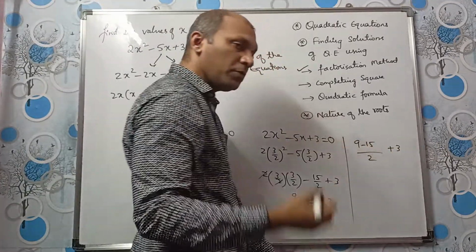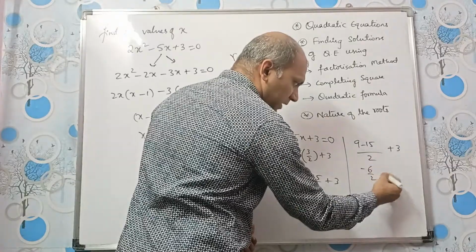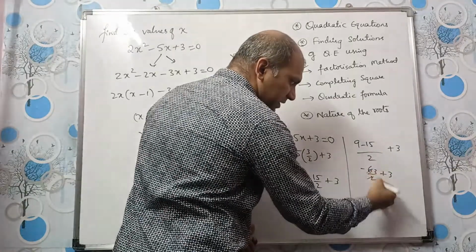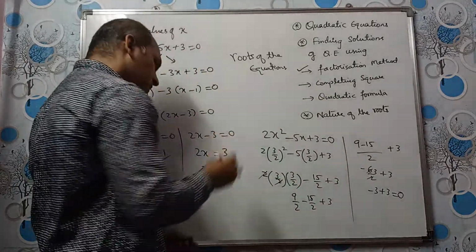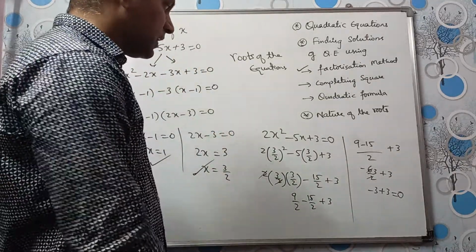9 minus 15 is how much? Minus 6. Minus 6 by 2 plus 3. Minus 6 by 2 is how much? It is 3. So minus 3 plus 3, it is equal to 0. Which means x is equal to 3 by 2 is also correct.